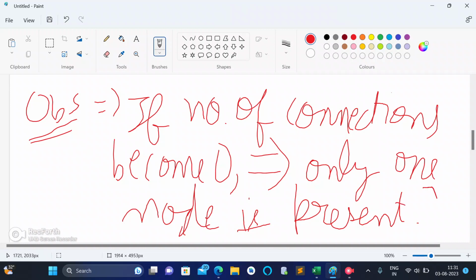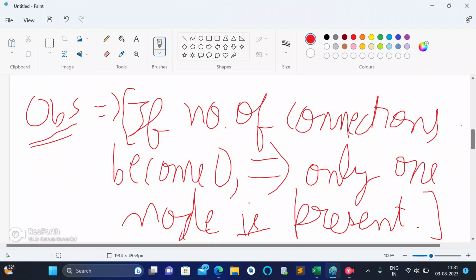This observation is very useful while writing the code. I am again repeating the observation. If the number of connections becomes 0, this means only one node is present, and vice versa. If only one node is present, it means the number of connections becomes 0.